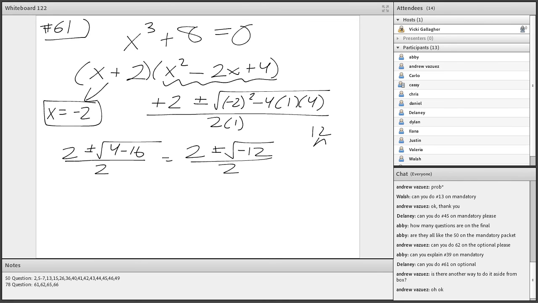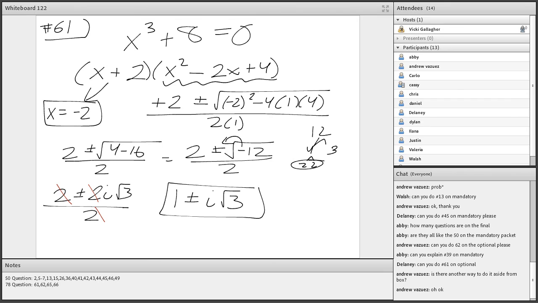Oh, 12 is 4 times 3, which is 2 times 2. The negative's going to hop out. And once again, we can divide all of these by 2, leaving us with a final answer of 1 plus or minus i radical 3. That counts as 2 answers, and the third answer is over here because we do need 3 answers total.